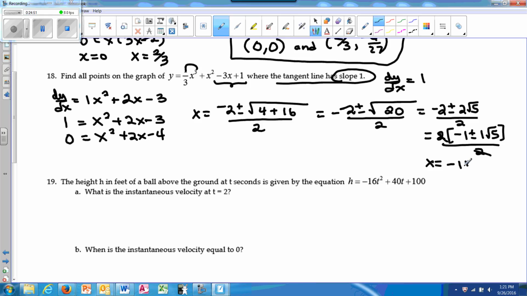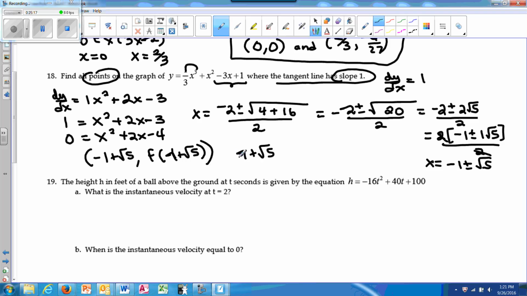So we have negative 2 plus or minus. We can simplify this out. Negative 2 plus or minus 2 root 5 all over 2. Remember what I said about never cancel unless you factor. You really need to be in the habit of factoring before you cancel. So my x values are negative 1 plus and minus the square root of 5.